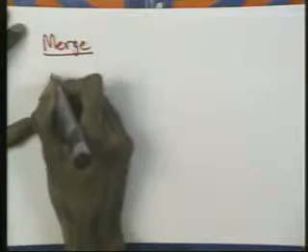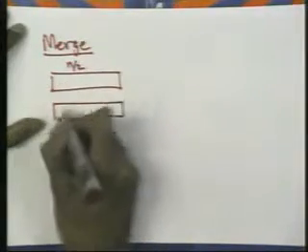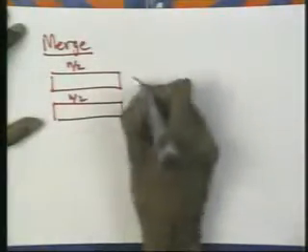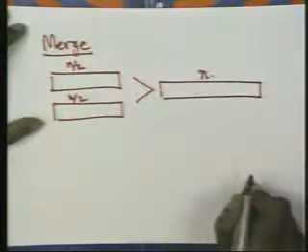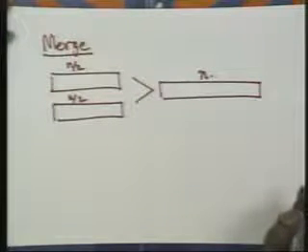I have two arrays of size n by 2. Okay, two sub arrays of size n by 2, or two lists of size n by 2, and I merge these to get something of size n. How much time does this take?